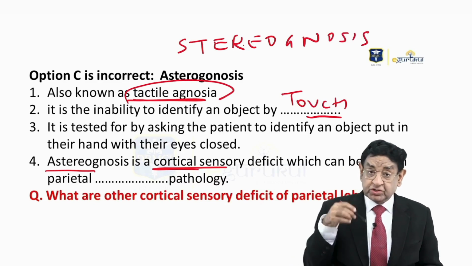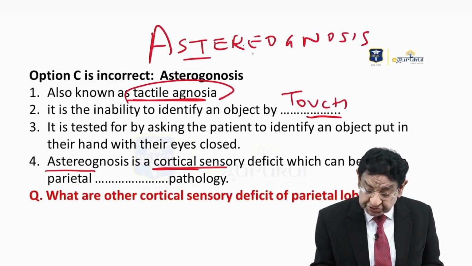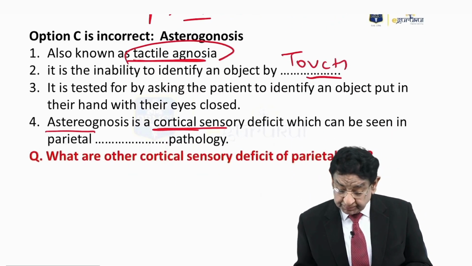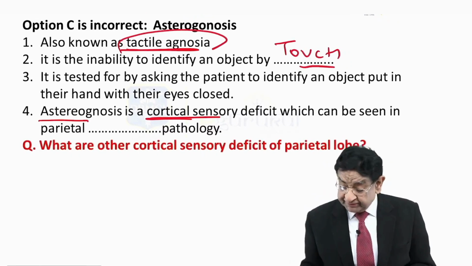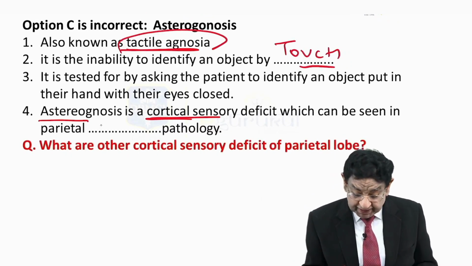And when the patient is not able, then we use the term astereognosis. So it's a type of sensory deficit in the parietal lobe pathology.